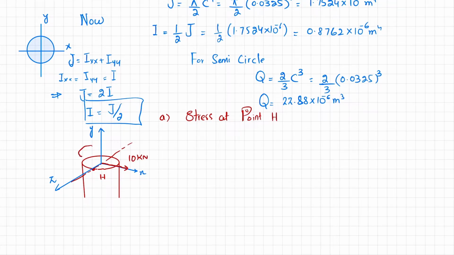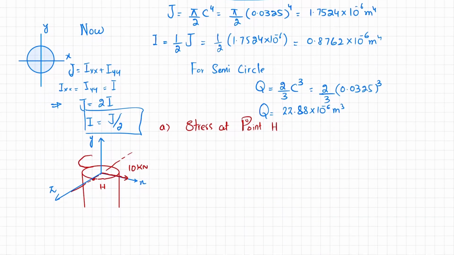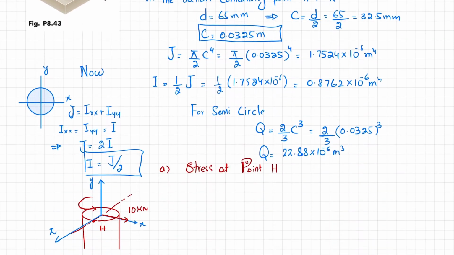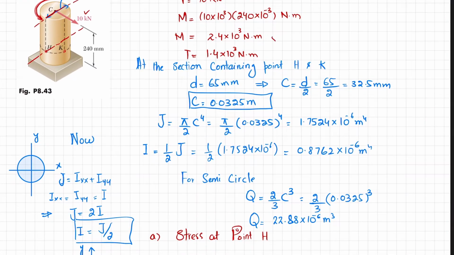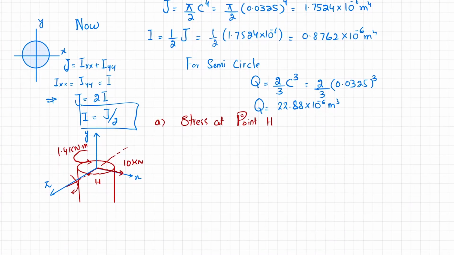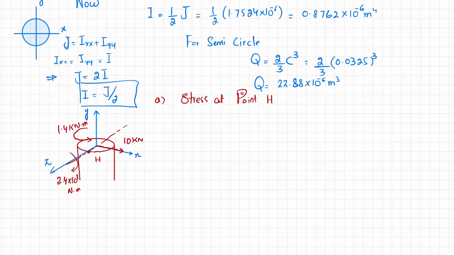Also there is a moment, a twisting couple, that is 1.4 kilonewton meter. Due to this load there will be a bending moment, and this bending moment is 2.4 into 10 raised to the power 3 Newton meter.